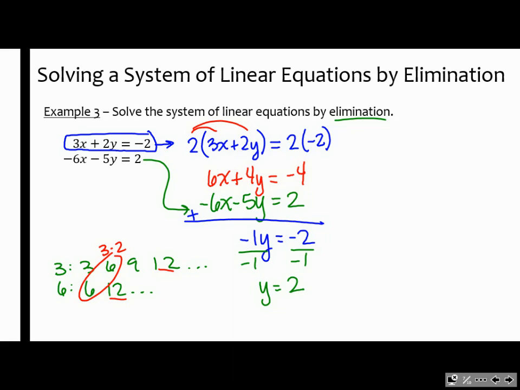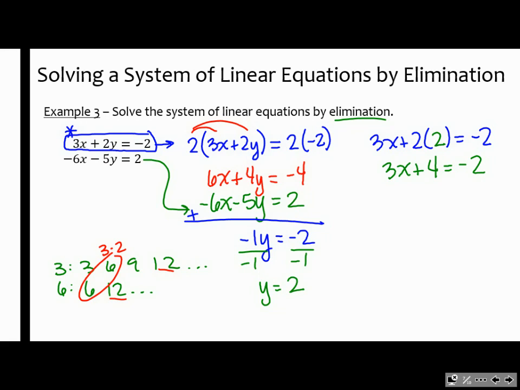To solve for x, I can pick either of my original equations, and I could even use the new one in red, but I like to go back to the beginning before I made changes, just in case I've made any errors on the way. I'm going to replace the y in the first equation. 3x plus 2 times y, which is replaced, equals -2. And we are replacing y with +2. Let's simplify. 3x add 2 times 2 is 4 equals -2.